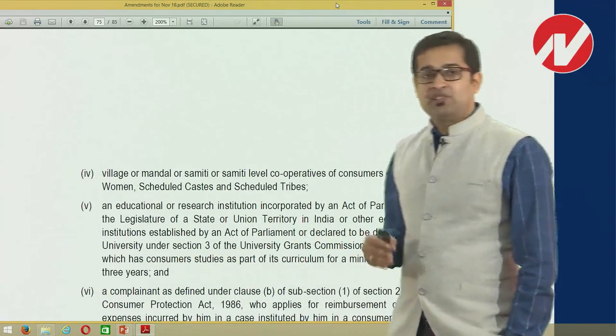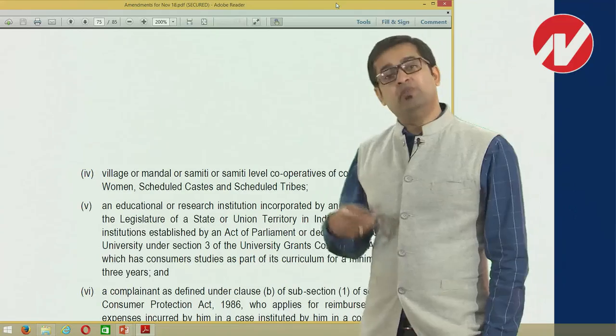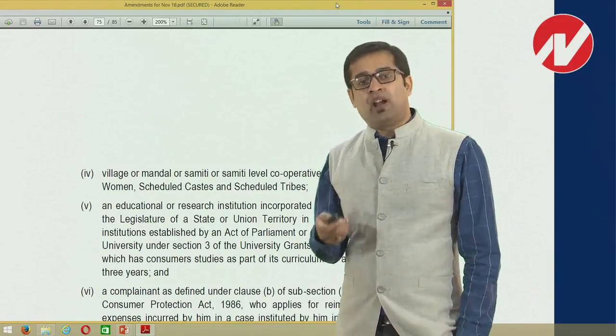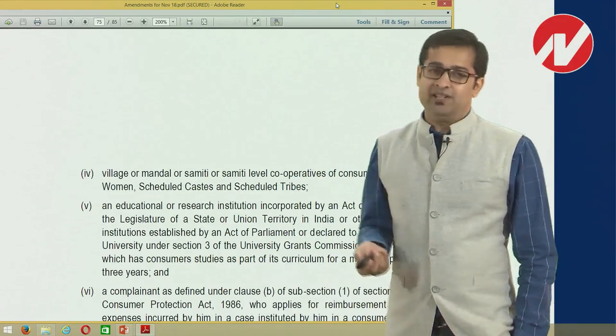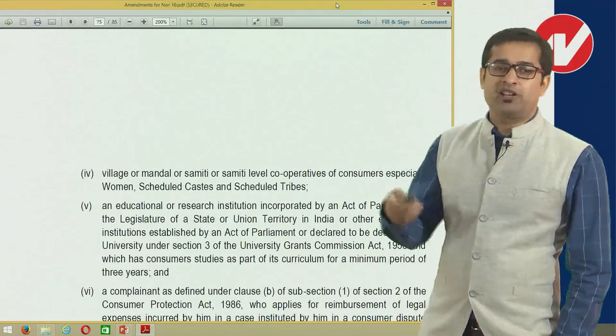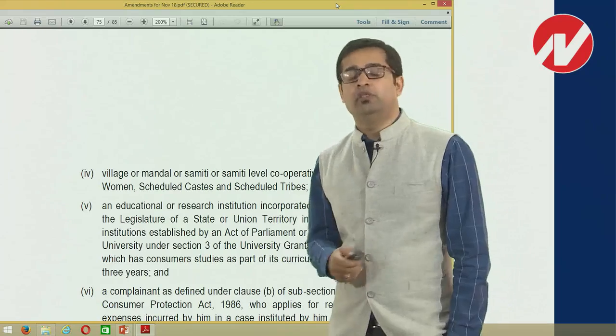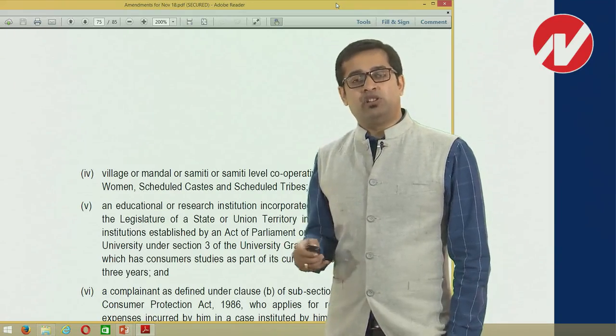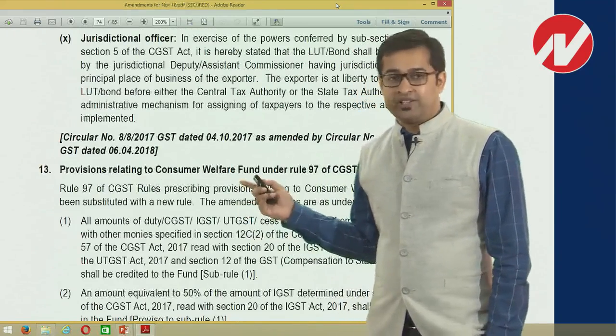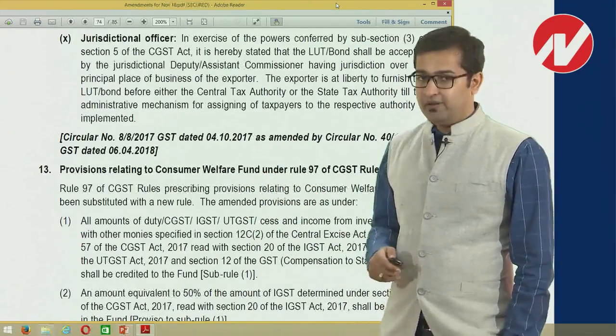So these are the places where the funds of Consumer Welfare Fund will be utilized. Keep in mind that this will always be audited by C&AG, and obviously it is logical to get it audited by C&AG to avoid any fraud out of the Consumer Welfare Fund. So I think everybody understands the amendments brought under Rule 97, which is in relation to Consumer Welfare Fund.